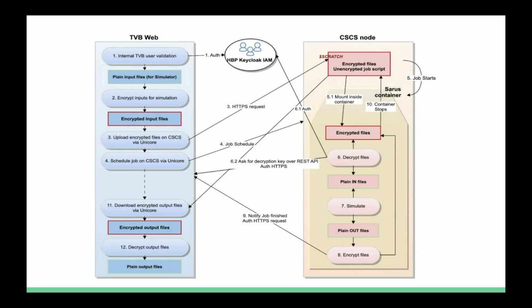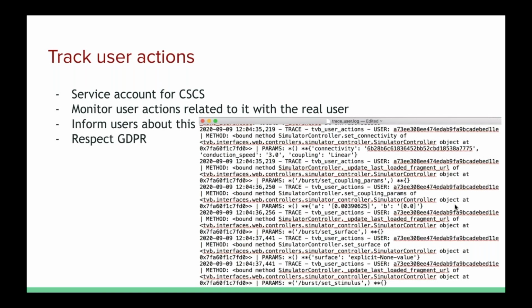Okay, as I said, this communication currently works with our personal accounts, which are linked between the HBP Keycloak and the CSCS Keycloak. We have a service account on the CSCS Keycloak for the TVB application, and we are working together with the CSCS group and other people that are involved in this in order to find the proper solution to use that service account with any HBP user that might want to launch jobs there. But this also brings another set of challenges.